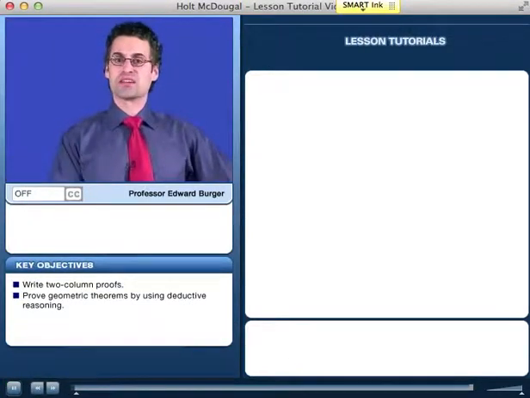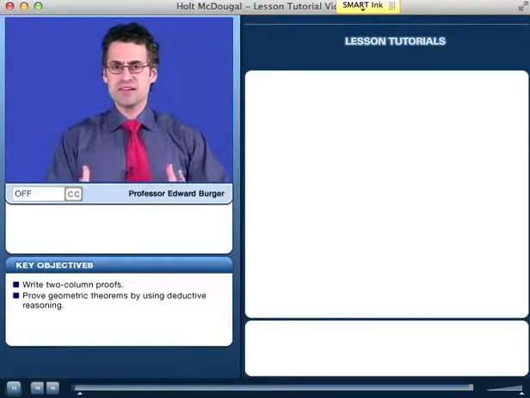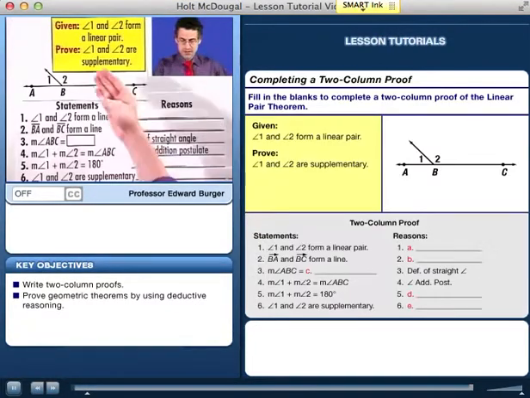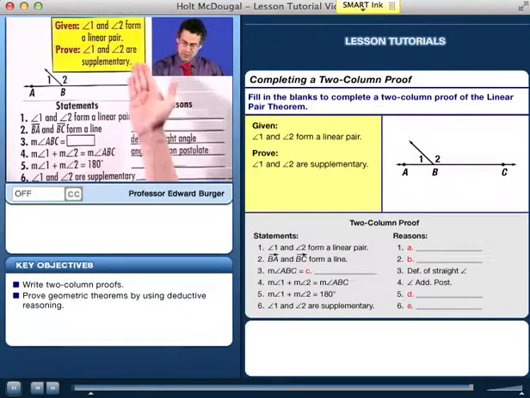Let's take a look at another example where an argument is given, but there's some holes for us to fill in. Let's take a look. So here we're given some information and we're asked to prove something. We're also provided with a little picture.